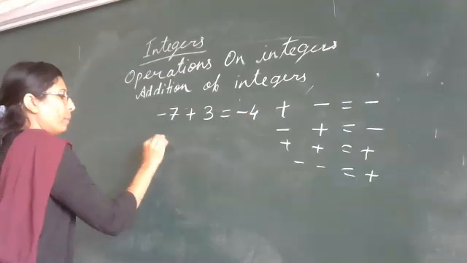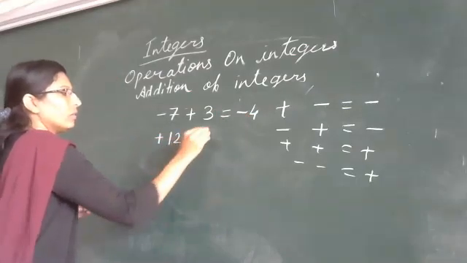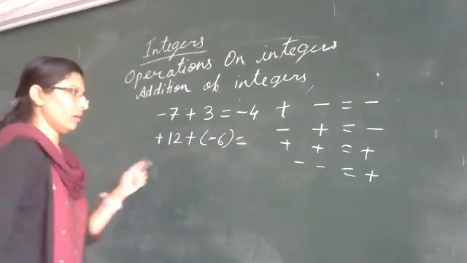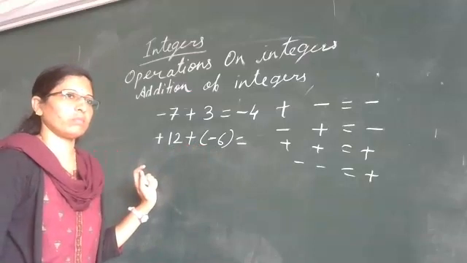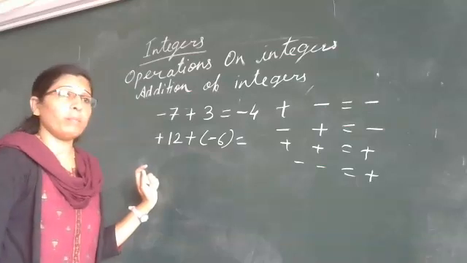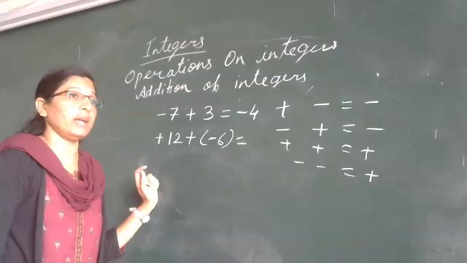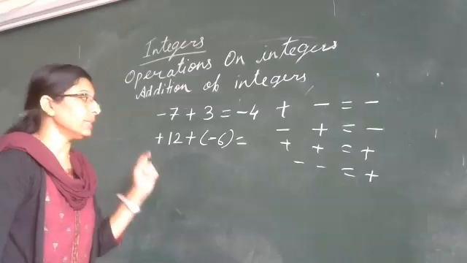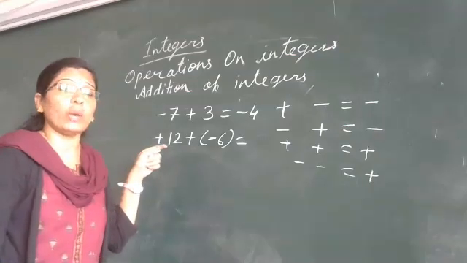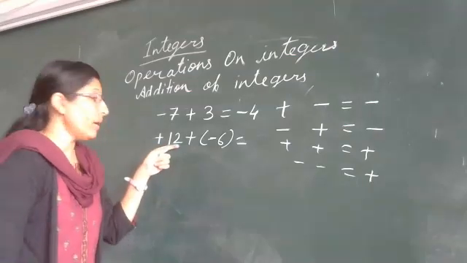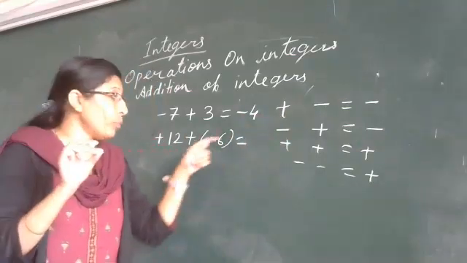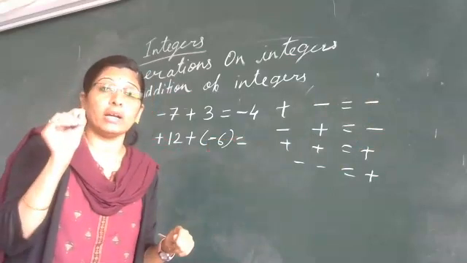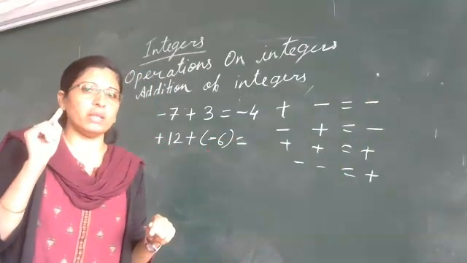Now my next: plus 12 minus 6. Plus 12 minus 6. Minus 6 or plus 6? Think and tell. Plus 6. Why? Because the greater number is 12. 12 is having plus sign. So you have to do the solution using this. But the sign when you are putting for the answer should be the greater number's sign. You have to remember this.